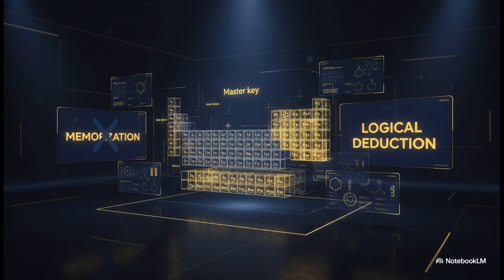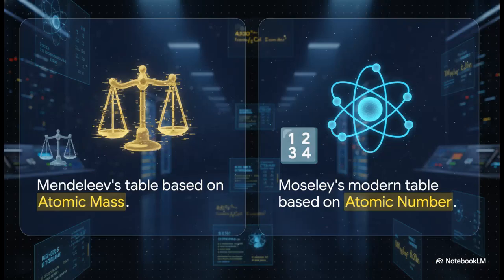The periodic table is the ultimate master key to understanding the universe, allowing you to predict the behavior of every single element on Earth. We are shifting entirely from rote memorization to pure logical deduction today. By decoding its fundamental structure, you're going to master the physical and chemical properties of chemistry and honestly never have to blindly memorize again.